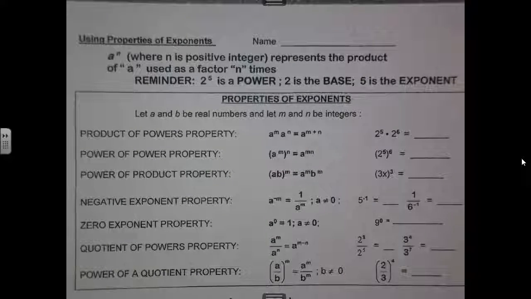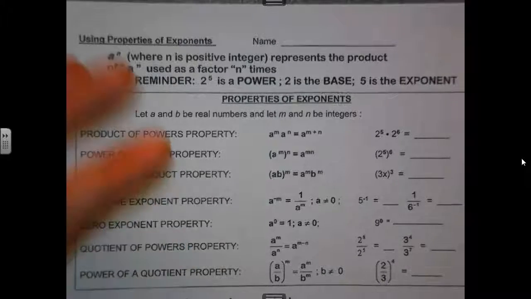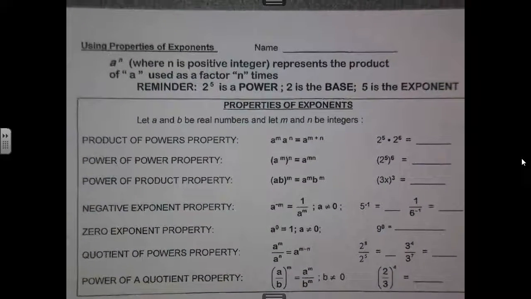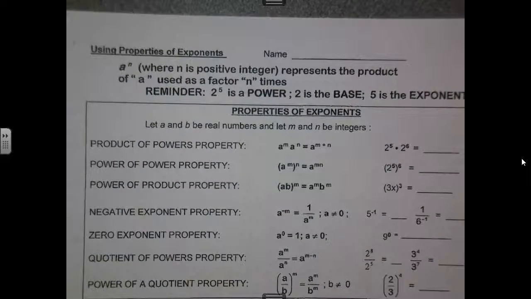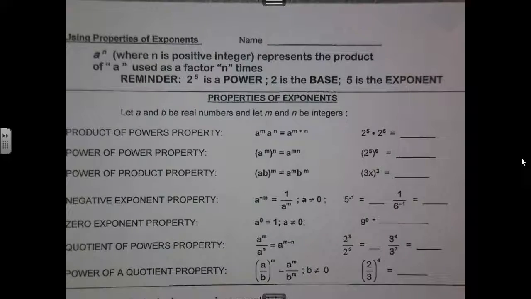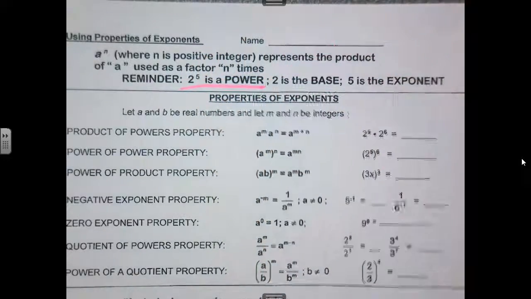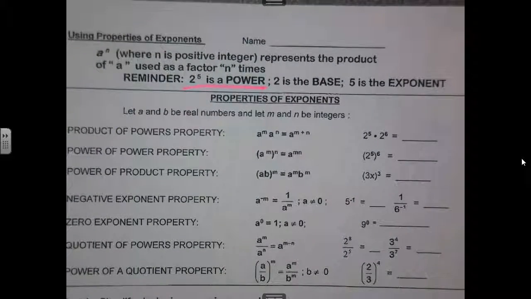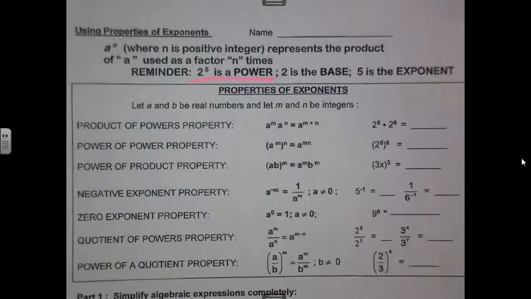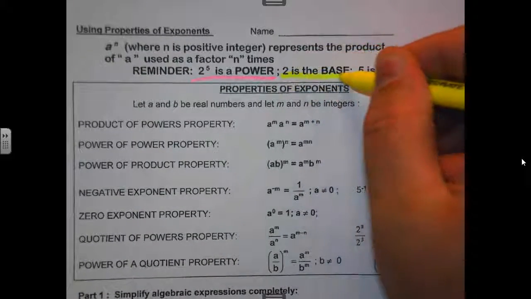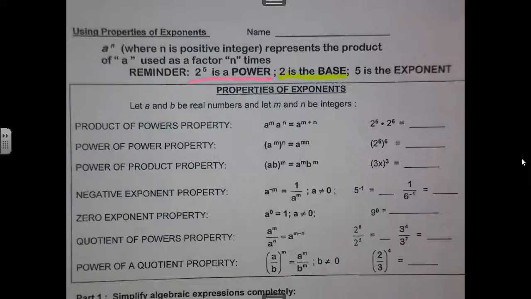The first thing we're going to do is go over our basic exponent properties that you learned in Algebra 1, possibly pre-algebra. Okay, the definition of a power. A power is a number with an exponent, where we have a base, in this case our base is 2, and 5 happens to be our exponent.